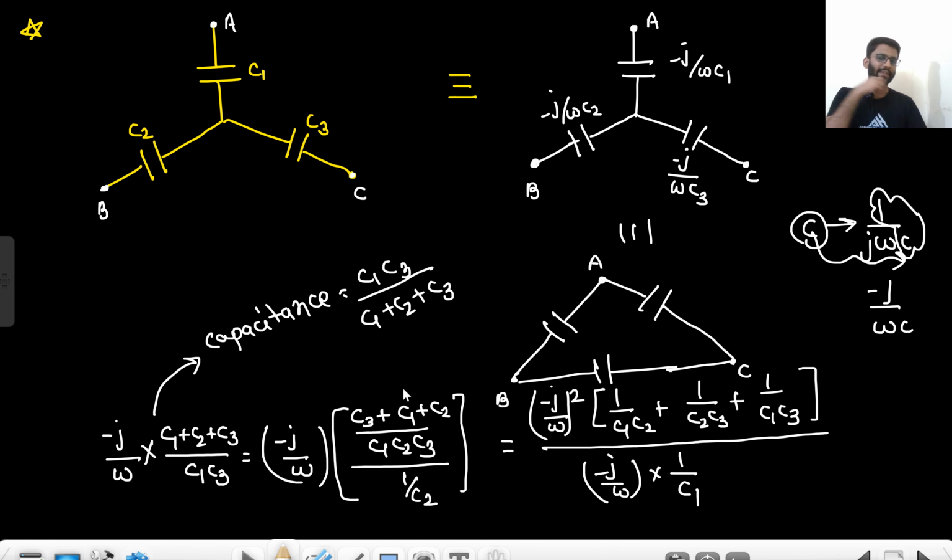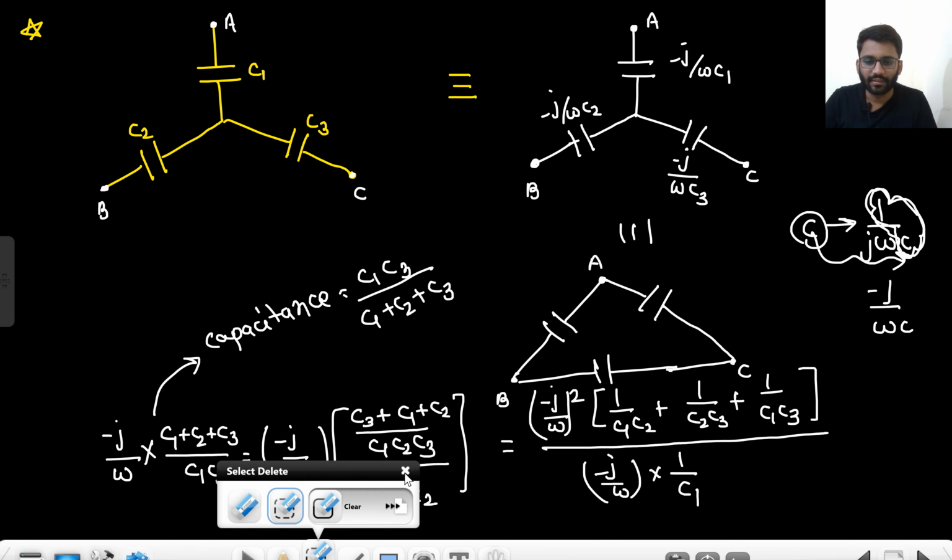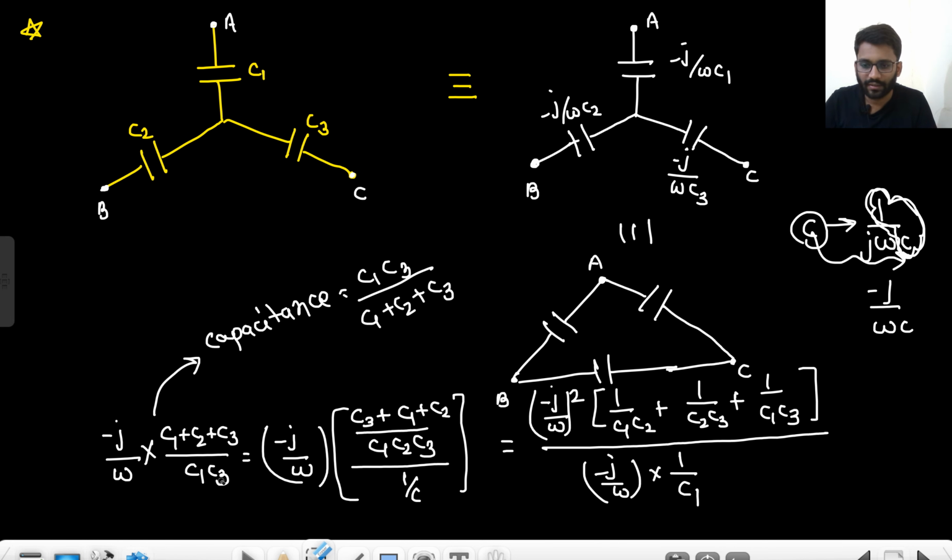Did you get it? We started from here, we derived this expression, then we came here. Then we just saw that if we have a capacitance of C, we have 1 by j omega C as an impedance. So if we take the reciprocal of this value, we will get the value of capacitance. So that's how we will convert it. Okay, I guess I made a calculation mistake here. Yeah, it is C1 here. So we'll be left with C2 C3.